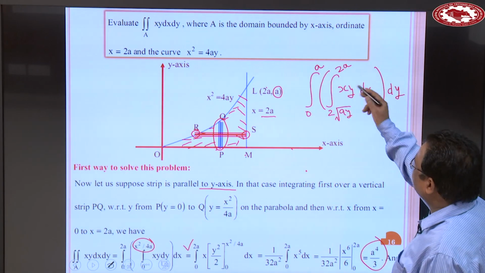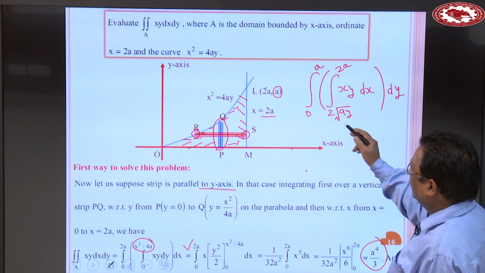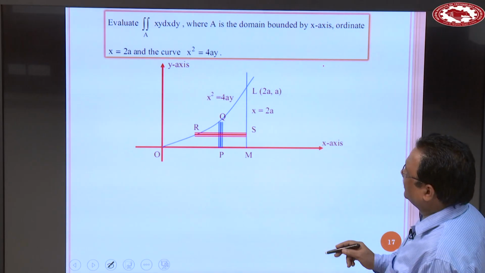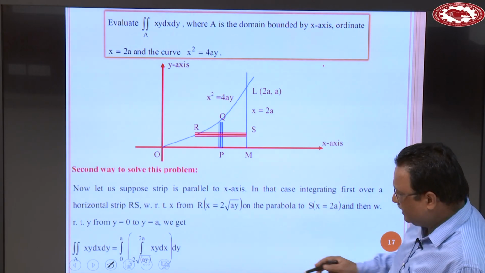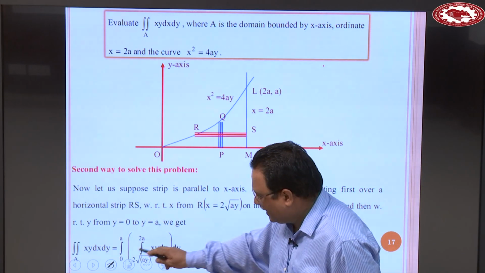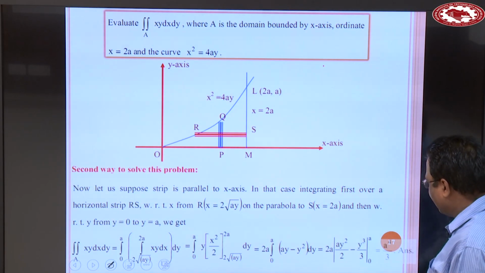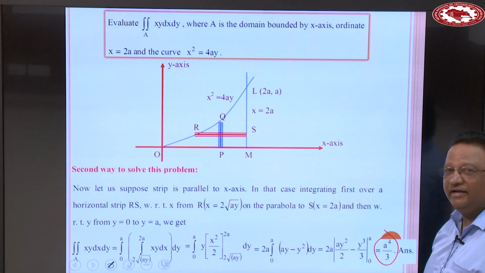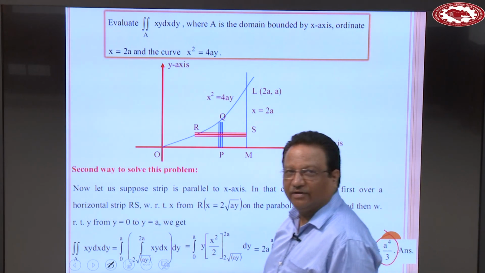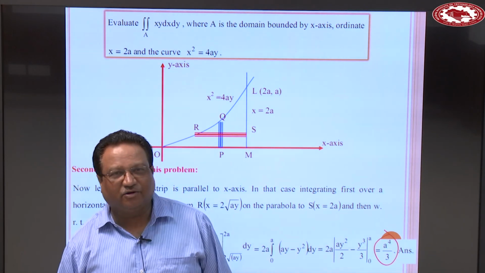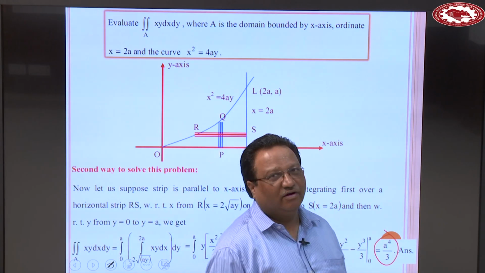Okay, now solve this inner integral, then the outer integral. So under root 2ay to 2a, and this 0 to a, right? And when you calculate, you will get the same answer. Okay, so the choice is yours. You can consider a strip parallel to the x axis or parallel to the y axis.